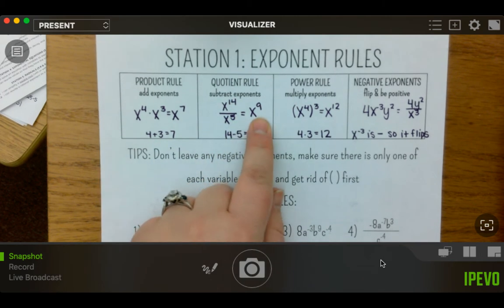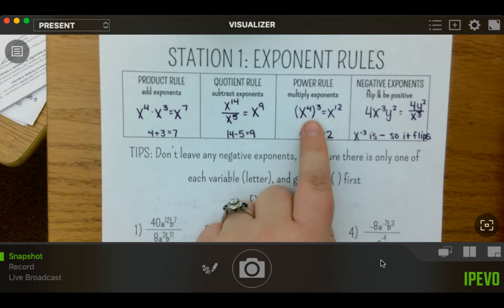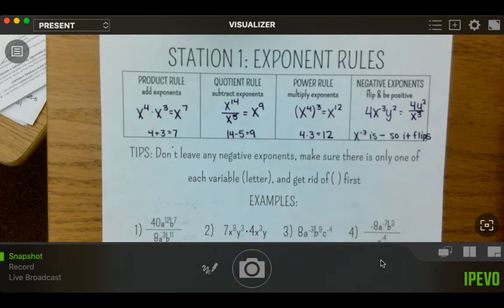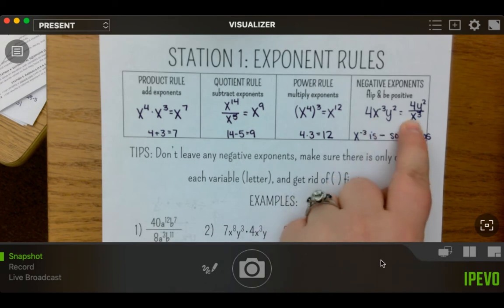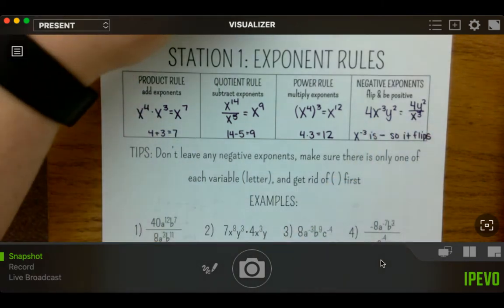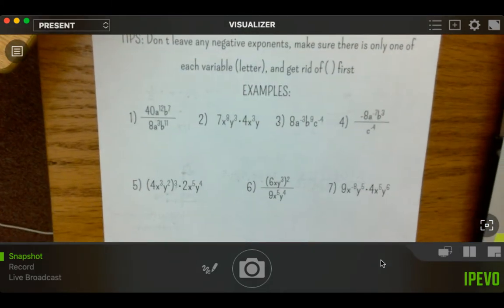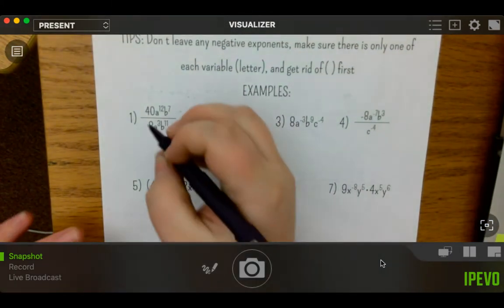So 15 minus 5 is 9. If one is outside of parentheses, you're going to multiply that exponent. 4 times 3 is 12. And if you see any exponents that are negative, like this x, they go to the bottom, but now they're not negative. So for example, on number 1, I'm going to do 40 divided by 8. That's 5.